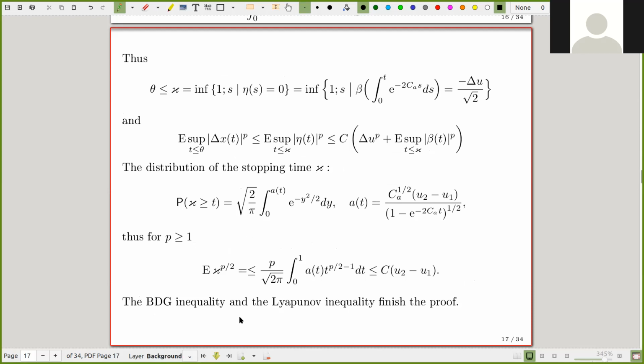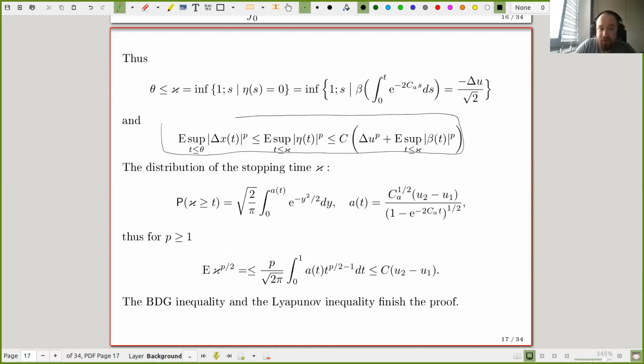And then that means that we have this relation. So the expectation of the supremum of this difference up to the power p is less than the expectation of the supremum of the process eta, where t is from 1 to kappa, where kappa is the first moment eta reaches 0. And the distribution of the stopping time can be calculated explicitly. So this is the formula, and then we obtain this estimate.